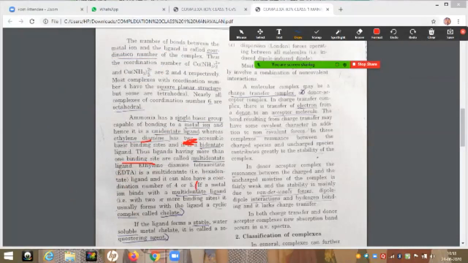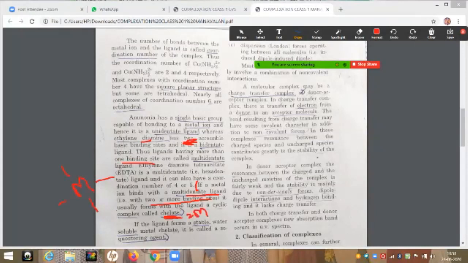Now, if a metal ion binds with a multidentate ligand, the ligand which has 2 or more binding sites, it usually forms a cyclic complex with the ligand. Now you could have seen earlier, it forms a cyclic complex. Such a complex we call a chelate. Chelate, this you can expect for 2 marks: the definition of chelate with example.